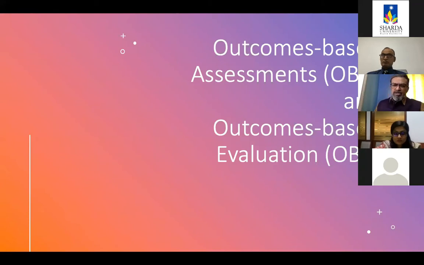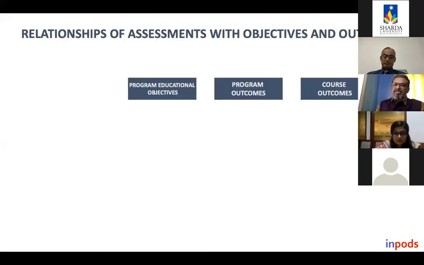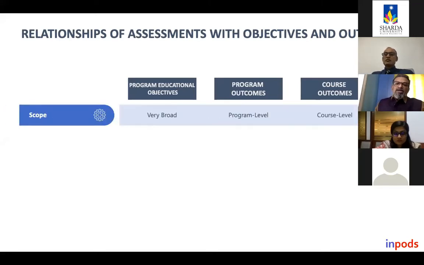When it comes to outcomes-based assessment and outcome-based evaluation, I would like to share some ideas in this section of the presentation, which you might find somewhat disconnected, but I'm doing that purposely, and then I'm going to build on top of each of these ideas that I'm going to share here. So program educational objectives, program outcomes, and the course outcomes. These are the three different levels of outcomes that we constantly talk about. And their scope obviously changes, right? It is very broad at the program level and narrower at the course level.